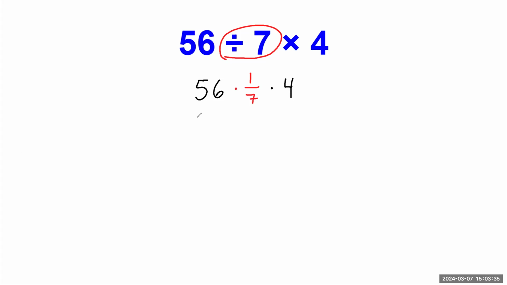And working our way through our order of operations, 56 times 1/7 is going to look like 56 over 7. That's going to be multiplied times 4. And we know that 56 divided by 7, or 56/7, can be rewritten as a whole number of 8. And 8 times 4 will once again produce 32.